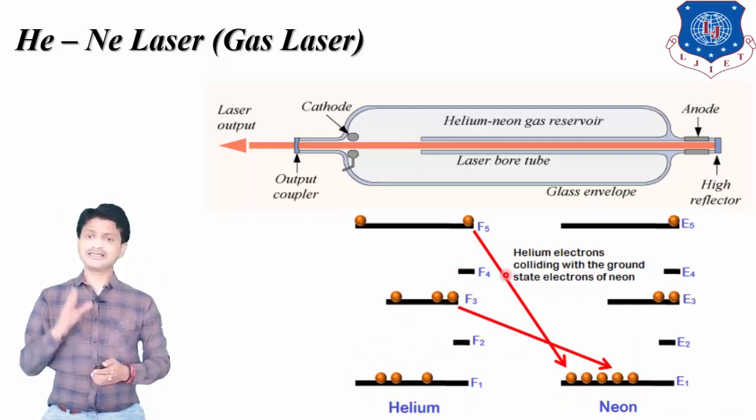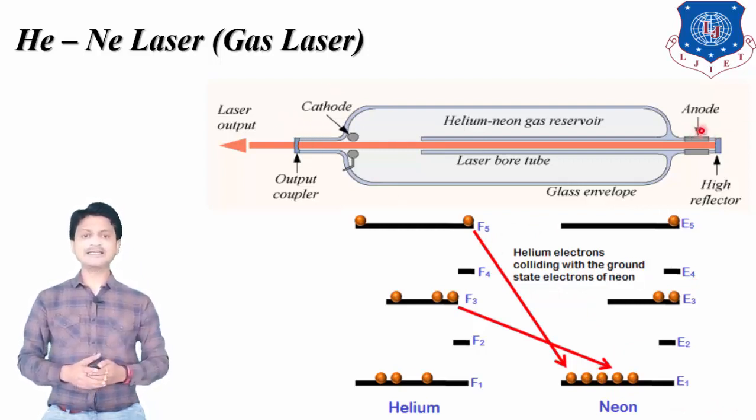Here electrodes, anode and cathode, are provided in the glass tube to send the electric current through the gas mixture. These electrodes are connected to a DC power supply, as you can see in the figure.